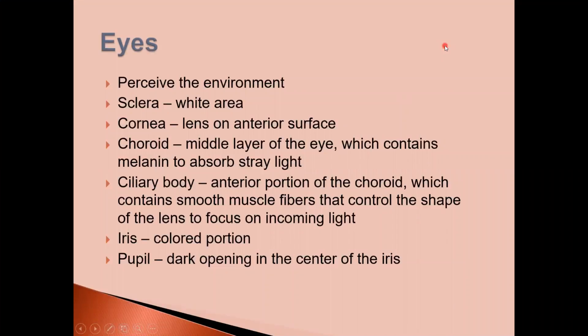So the eyes perceive the environment. The sclera is the white area. The cornea is a lens on the anterior surface. The choroid is the middle layer of the eye, which contains melanin to absorb stray light. The ciliary body is the anterior portion of the choroid, which contains smooth muscle fibers that control the shape of the lens and focus incoming light. The iris is the colored portion, and the pupil is the dark opening in the center of the iris. This should all be review for you.